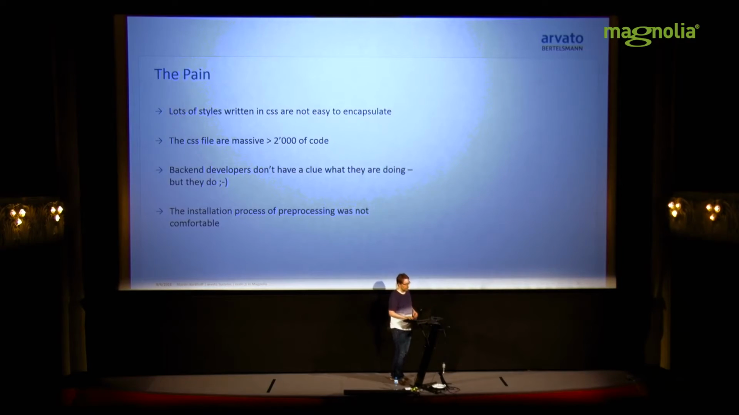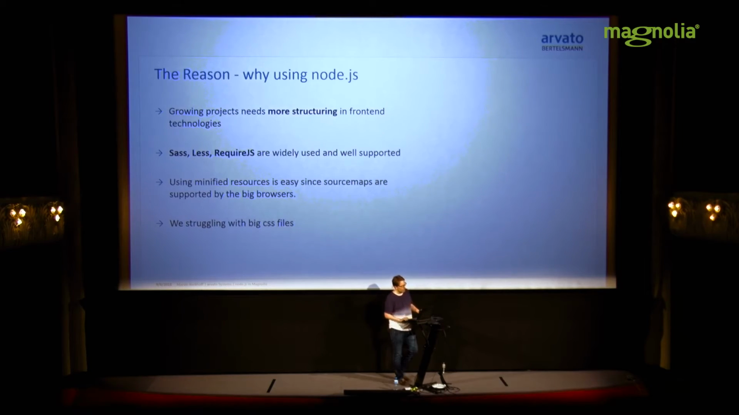And we tried to figure out what the reasons are behind these problems, behind this pain. We searched a lot and found out that growing projects need more structuring, and we found technologies like Sass, Less, or Require.js to make this happen. We also want a good solution for the source map stuff, to find things in the browser or in the CSS files.